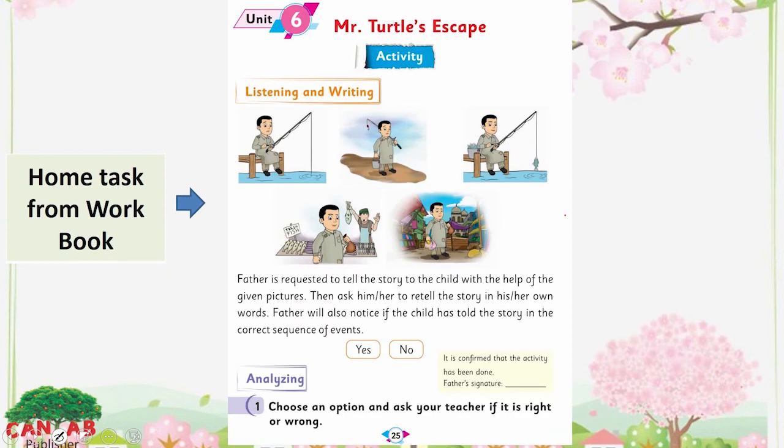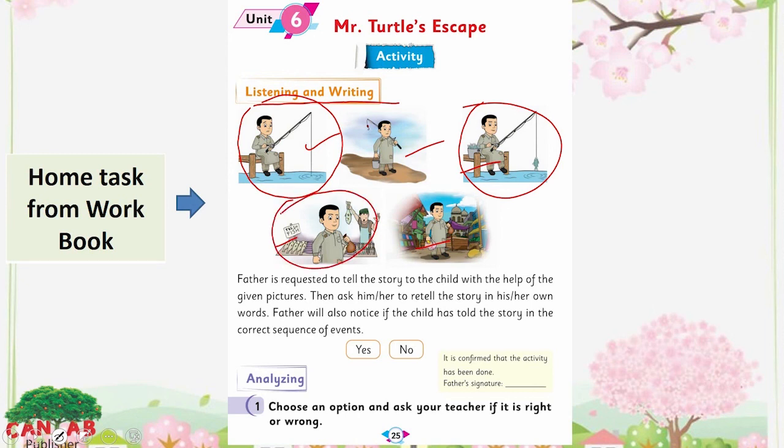This is your home task from workbook, page number 25, listening and speaking. Listening and writing section here. As you can see here, this person here is doing an activity. He is what? उसने मछली के लिए कांटा डाला हुआ है पानी में. Then what? He is going somewhere. Then he caught a fish. And then what? He sold that fish. और फिर क्या है, उसको पैसे मिल गए, उसने फिर और चीजें ले ली. तो ये आपकी पूरी एक्टिविटी है.